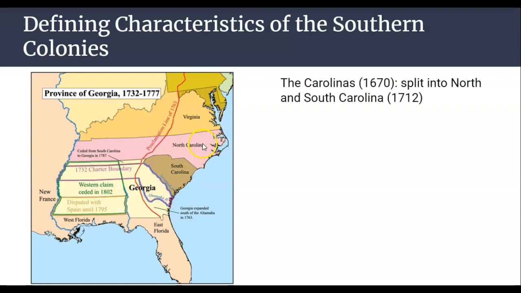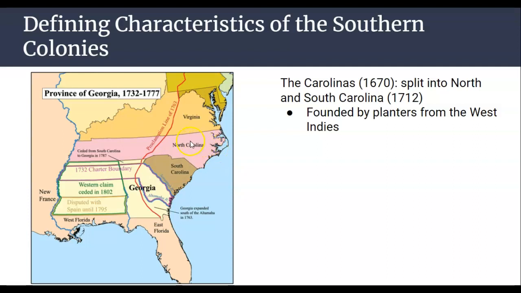The Carolinas are going to be one whole in 1670, and then they'll eventually split into North and South Carolina in 1712, more or less along cultural lines, differences in beliefs and stuff like that. But we'll get into that later. They're going to be founded by planters from the West Indies, so that's why we started with the West Indies first.